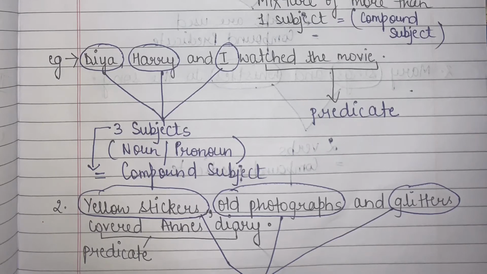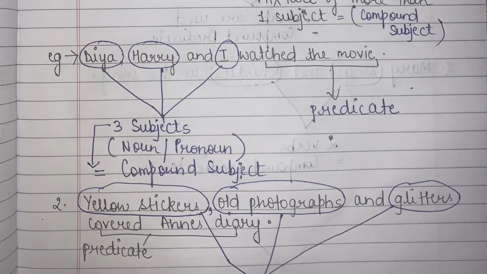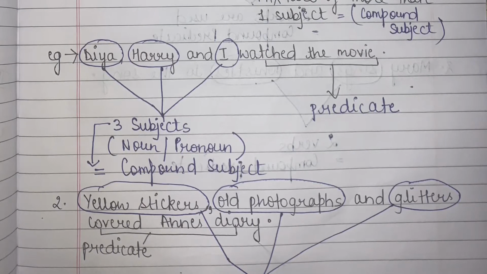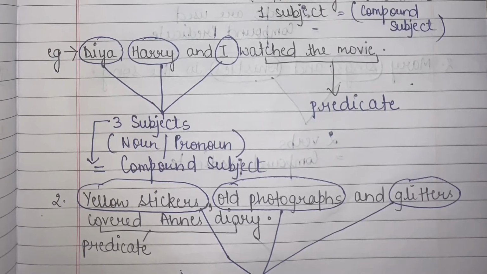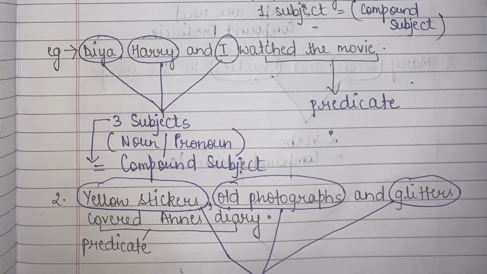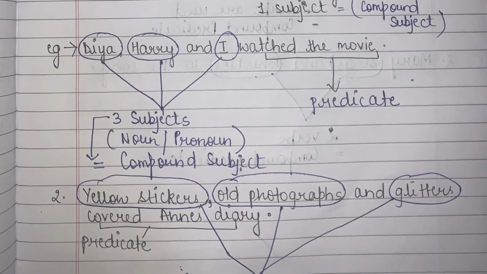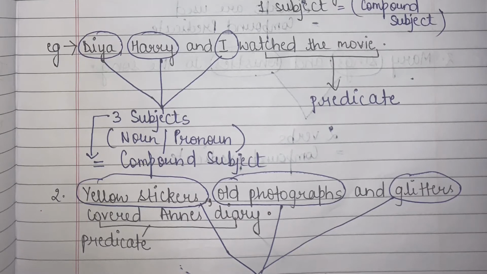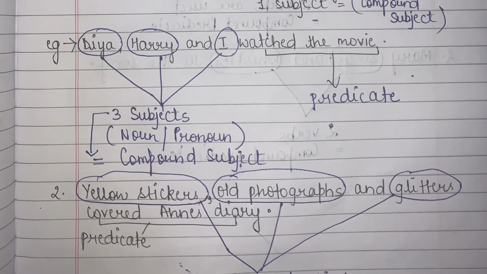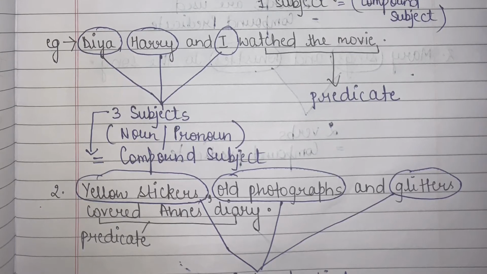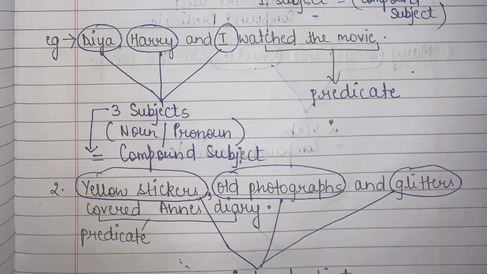So it means I'm having more than one subject. Dia, Harry and I. So here I'm having three subjects, right? We are talking about these three people in this sentence. So it means that these three subjects together make one compound subject. Is that clear to you all? So Dia, Harry and I are these three subjects in this particular sentence. So this is my compound subject.